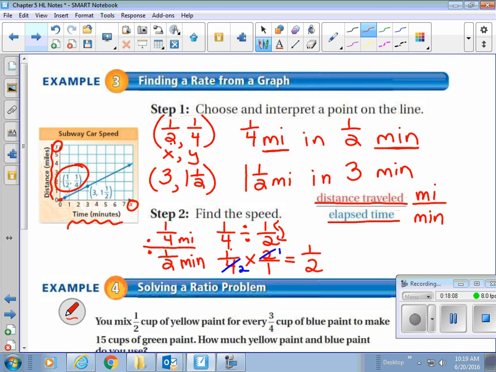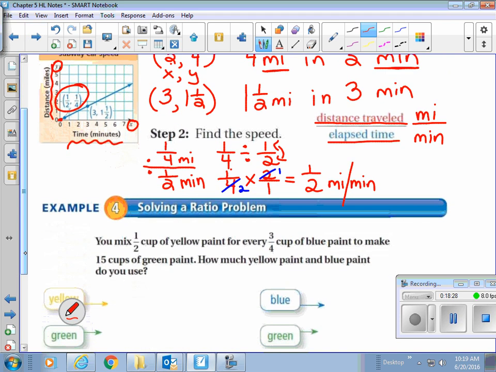We're going to go back and write in our speed, 1/2 miles per minute. And since it's per 1 minute, again, that would be a unit rate. That's how fast they're traveling per minute. If you did the other ordered pair, you should end up with the same answer. So let's look at that one as well.